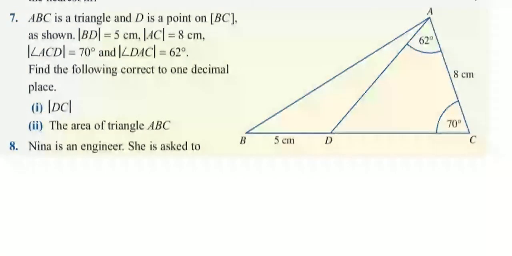So what we're doing here is ABC is a triangle. D is a point on BC. We can see that. Now, the first thing it wants us to find out is DC. DC is this target here.